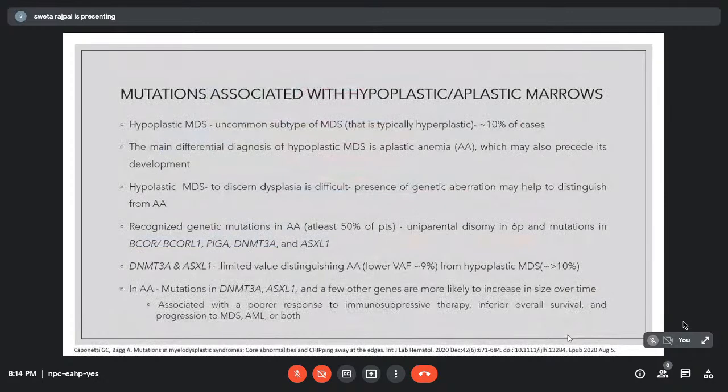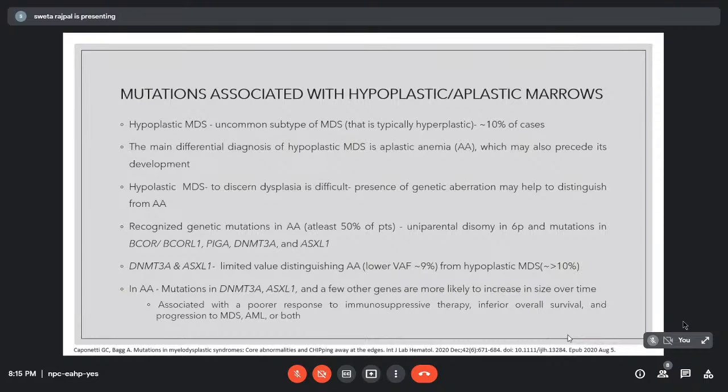So the main differential diagnosis for hypoplastic MDS is the aplastic marrow, because in that also we have severe aplasia. So it becomes very difficult to differentiate, though we are going to discuss this in the next session. But for pathogenesis, I have to mention how you can differentiate hypoplastic MDS from the aplastic marrow. So here come the genetic mutation studies that can definitely distinguish hypoplastic MDS from aplastic anemia.